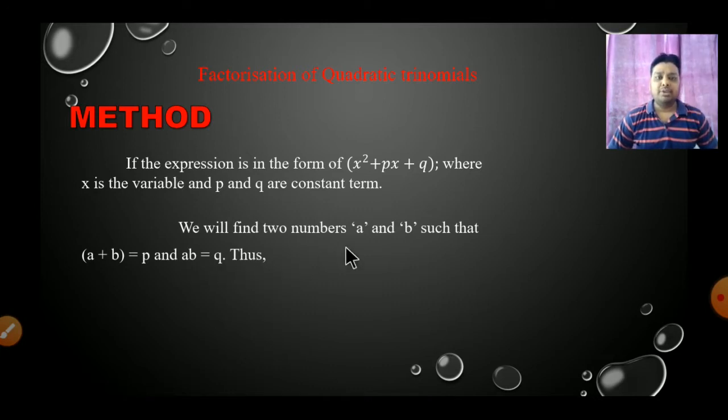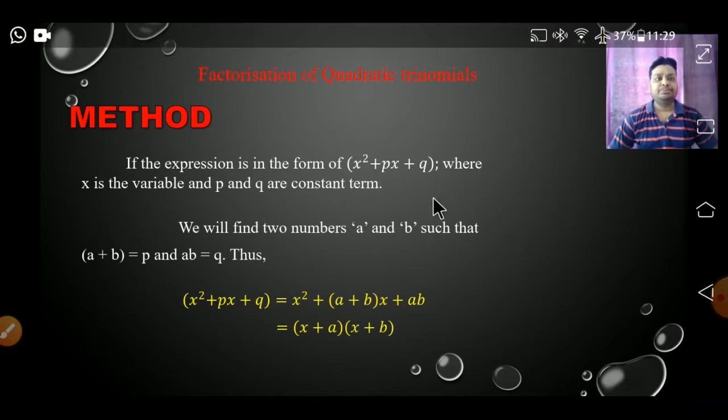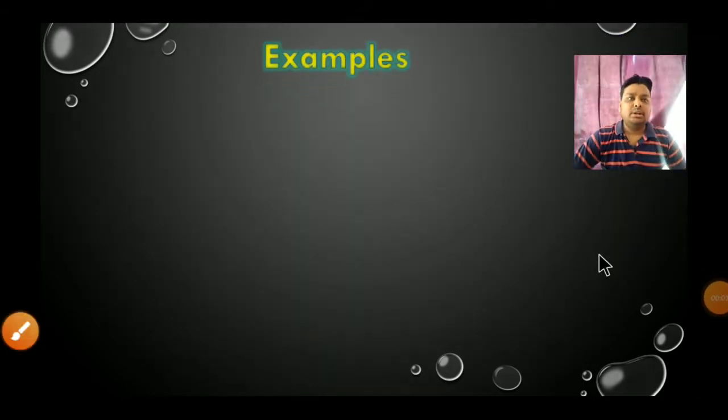So we can say that x square plus px plus q is equal to x square plus (a plus b) into x plus ab. If you factorize this expression, then you will get (x plus a) into (x plus b). Okay, students, now the example. Let's see the first question.